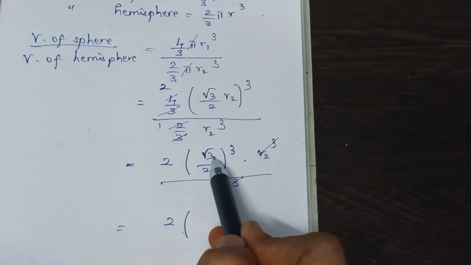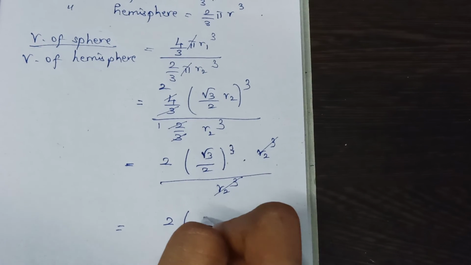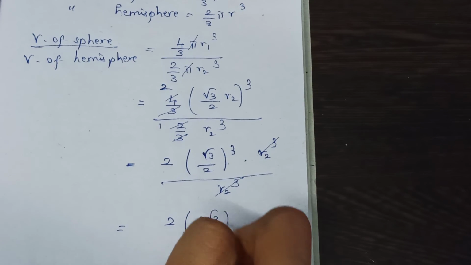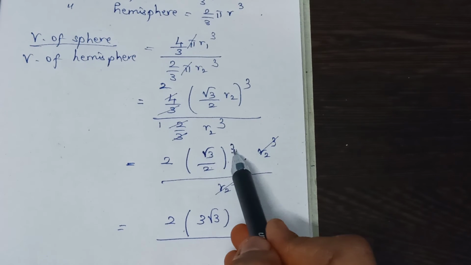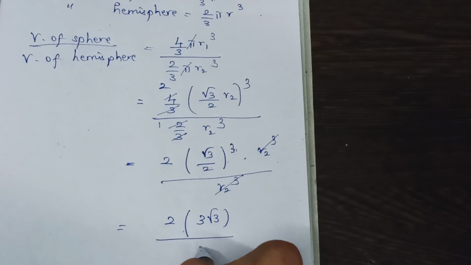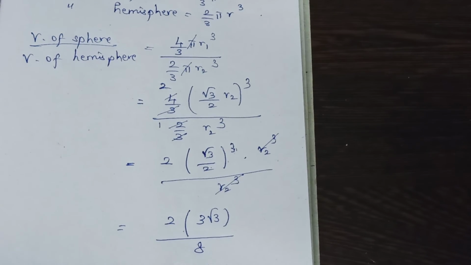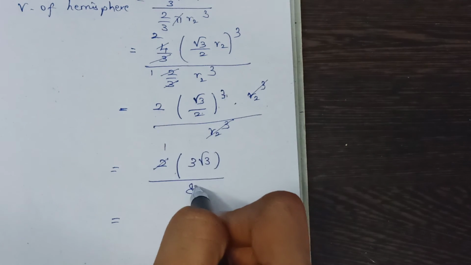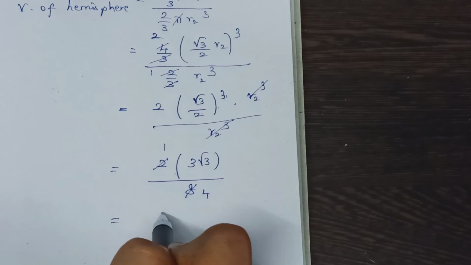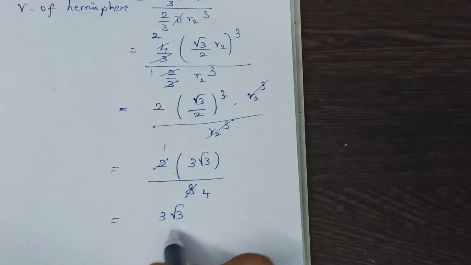That means root 3 into root 3 into root 3, which is 3 root 3, by 2 cube. So that is 2 into 2 into 2. 2 2s are 4, 4 2s are 8. Now we can cancel this 2 and 8. Therefore 2 one time, 2 four times. So it is 3 root 3 by 4.